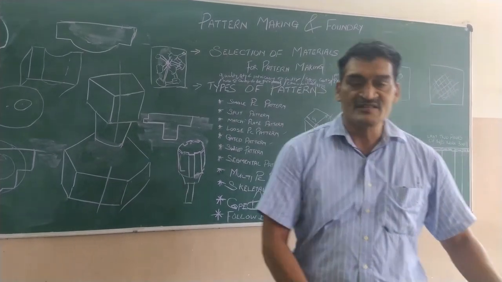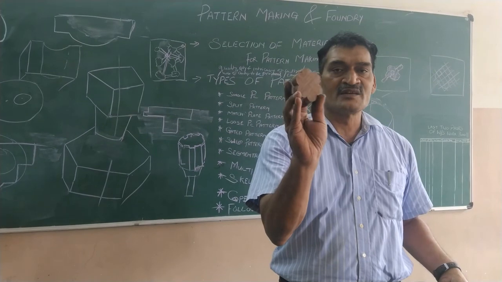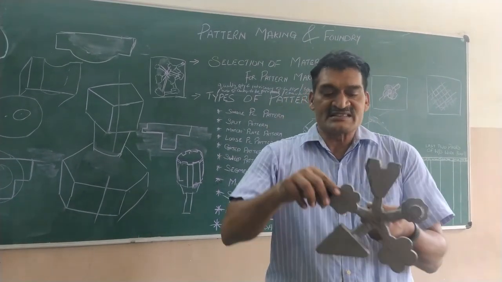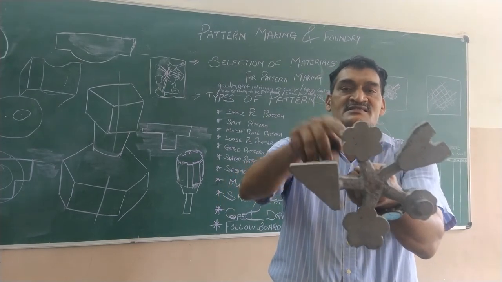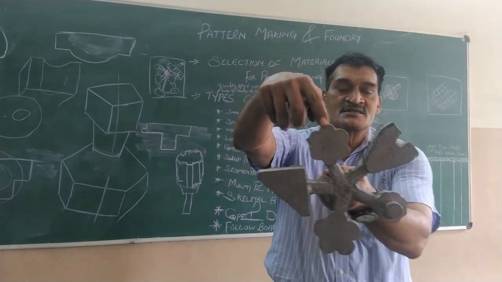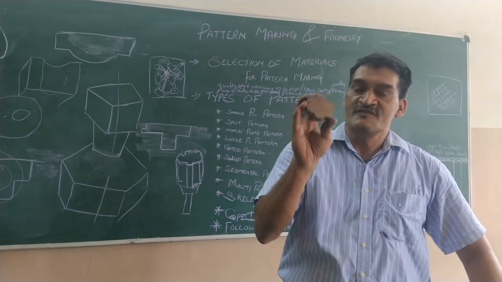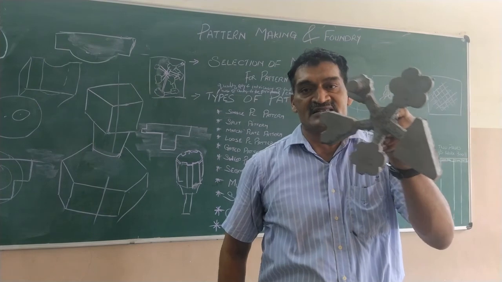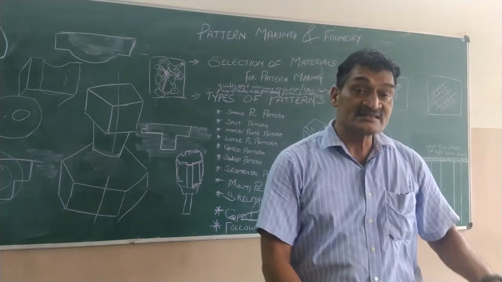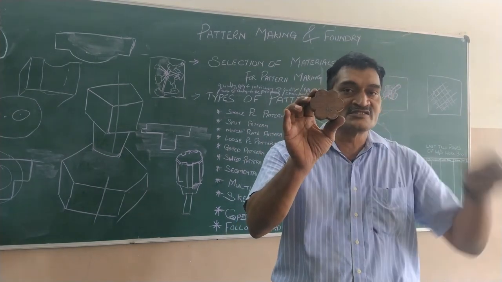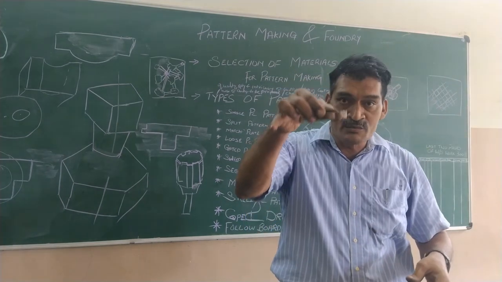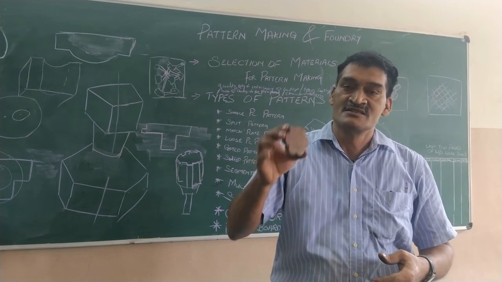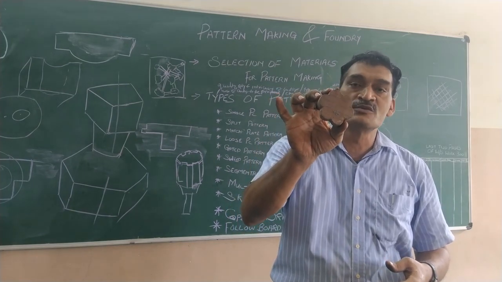As an example, I will show you. This is one of the patterns, and the casting that was made is this. So, without this pattern, you cannot make the casting. This is the final product. This is the first tool that is used. This is used to prepare the mold. We have seen how we prepare the mold in sand. So this is the one that is used to prepare the mold.